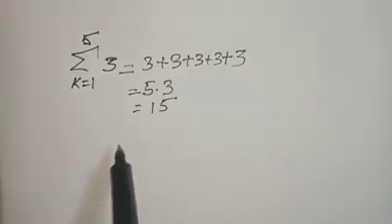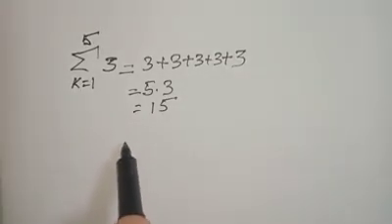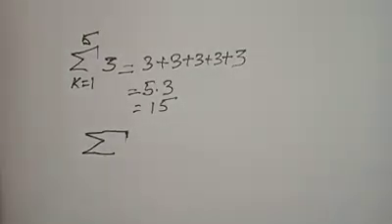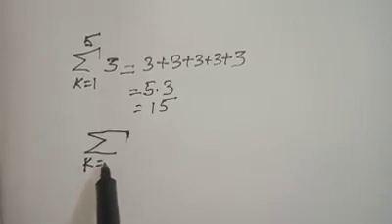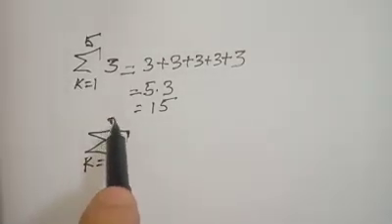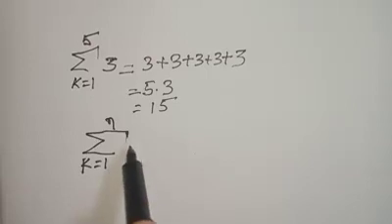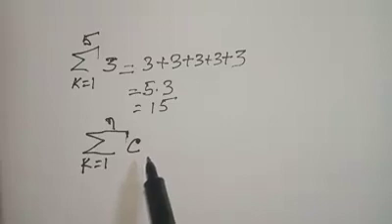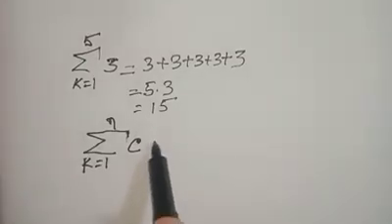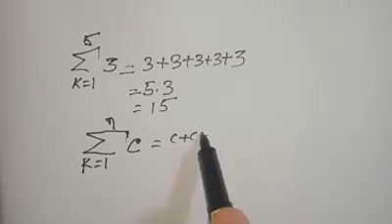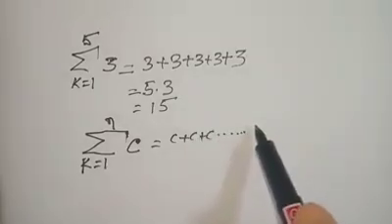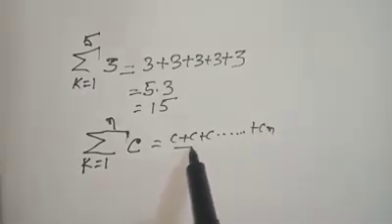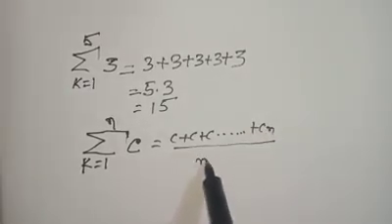So this can be expressed in a more generic fashion, something like this. We take sigma, and we write k equals 1, and it goes up to n. So it is not for 5 only, it can be for any number. And I write a constant, which is c. Now if you are taking this c as a constant, this goes up to c plus c plus dot dot dot, up till anything, till the nth term. So here what we are getting is n terms.